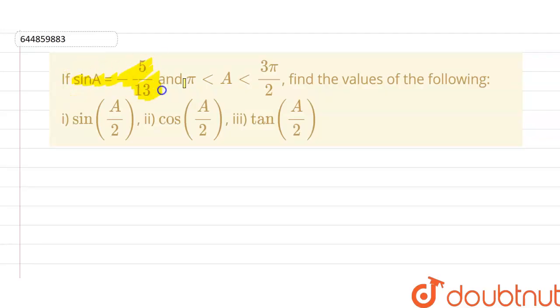Okay, so the question we have here is: if sin A equals minus 5 by 13 and A belongs from pi to 3 pi by 2, then find the values of the given expressions.